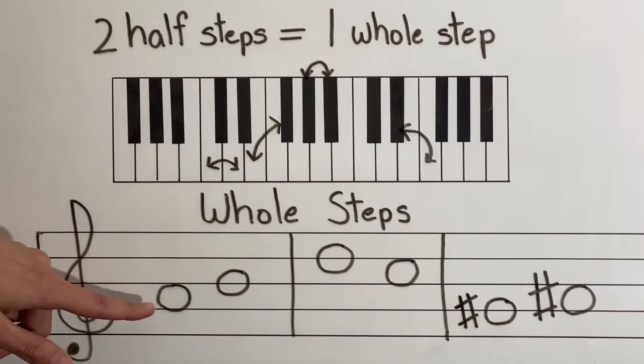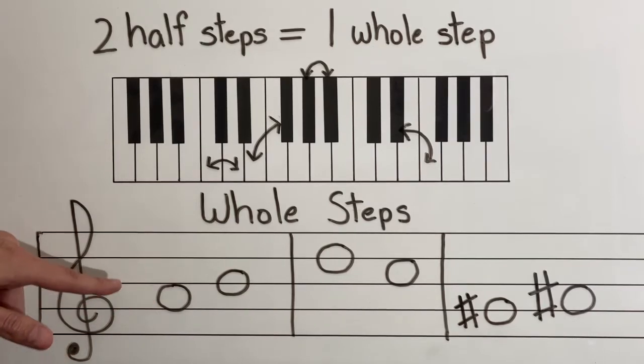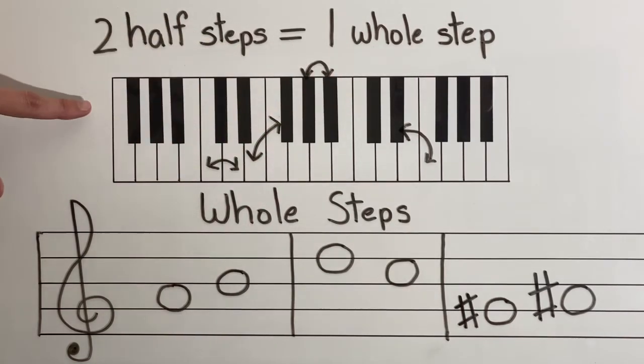My first example, I started with the note A, and I wanted to find the note that was a whole step higher. What I like to tell my students is when you're thinking about half steps and whole steps, I want you to picture a keyboard or go and find a keyboard or draw a picture of a keyboard. That is going to make finding whole steps and half steps so much easier.